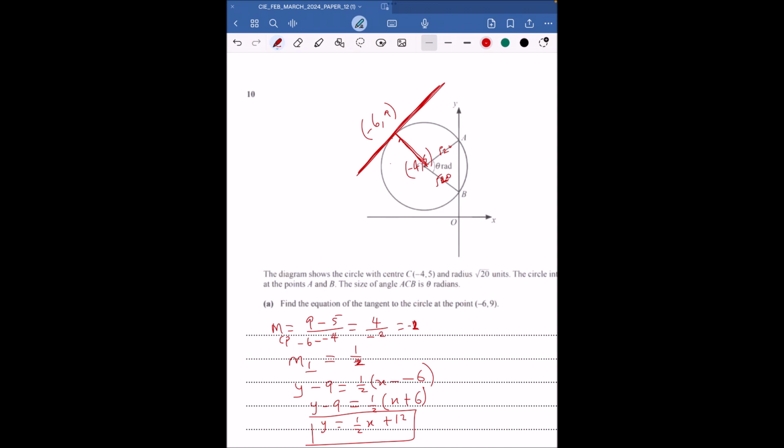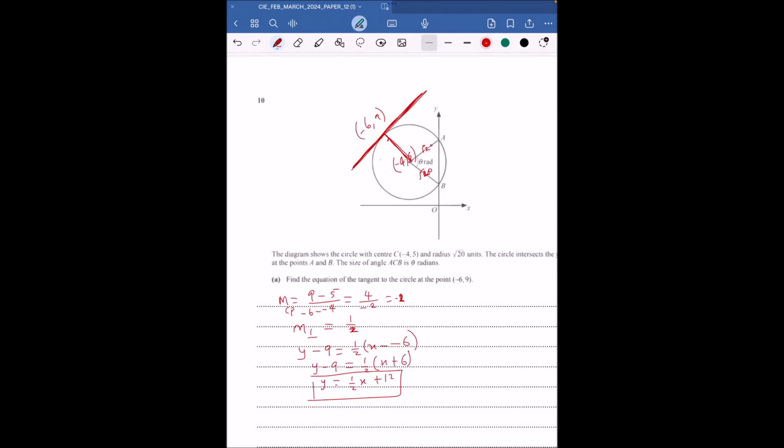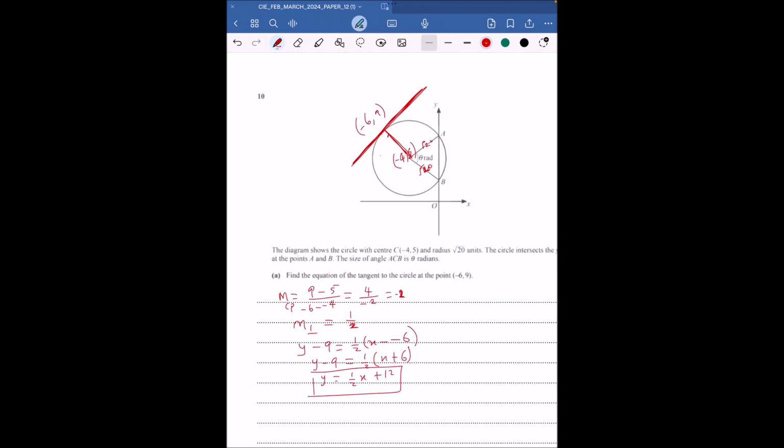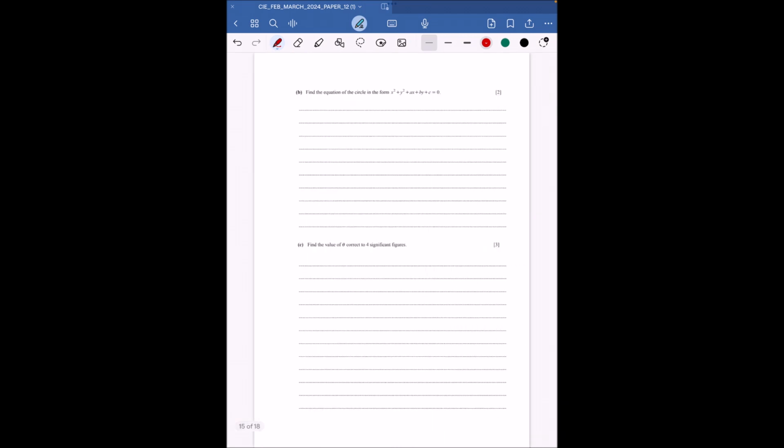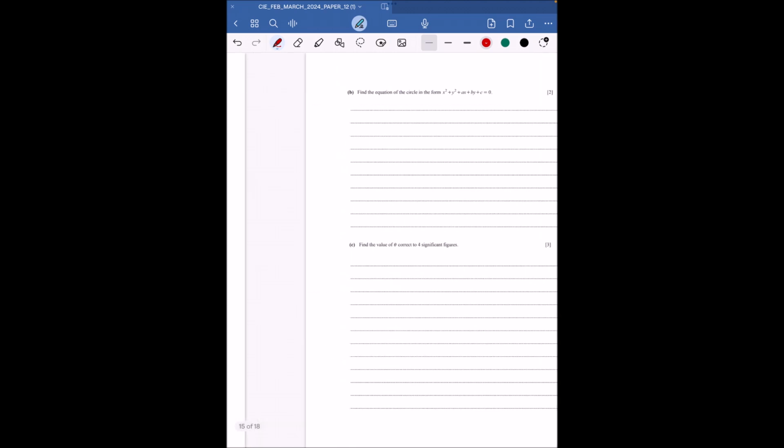So I'll just check if I've done anything wrong. So I always do. So half, that's 3 plus 9. Okay, that's the answer. Now for part B, find the equation of the circle in the form x squared plus y squared plus a. Okay, just give the equation of the circle.